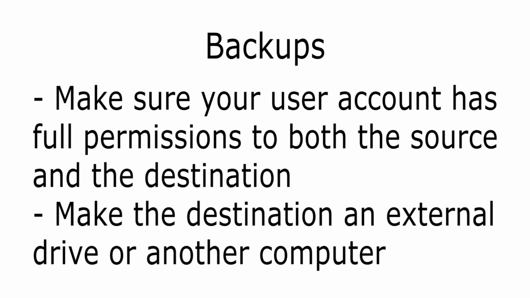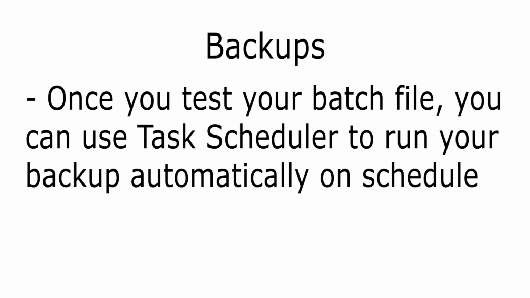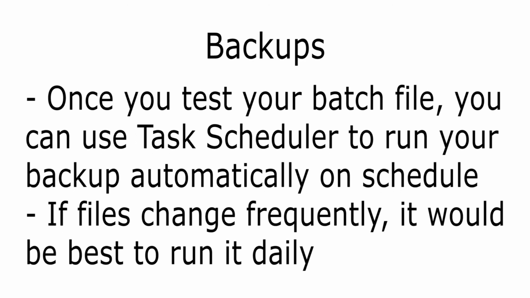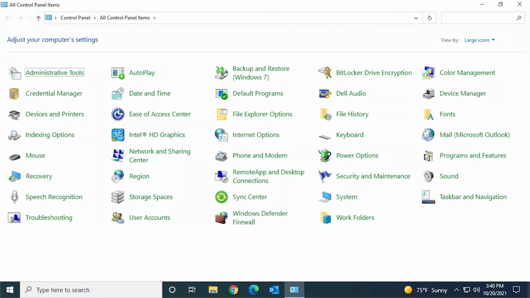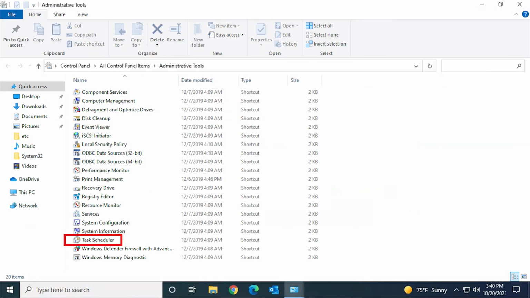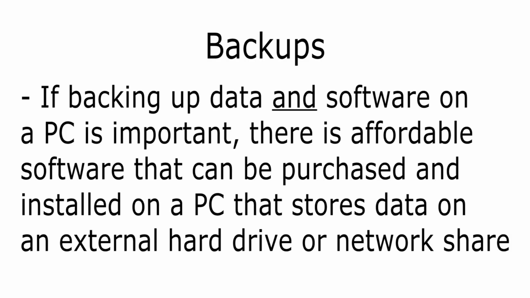Once you test your batch file, you can use Task Scheduler to run your backup automatically on schedule however often you'd like. If files change frequently, it would be best to run it daily. You will find Task Scheduler in Control Panel under Administrative Tools. If backing up data and software on a computer is important, there is affordable software that can be purchased and installed on a computer that stores data on an external hard drive or network share.